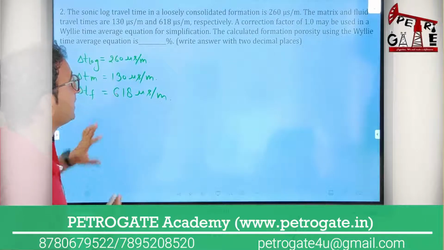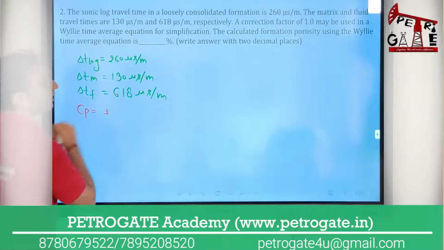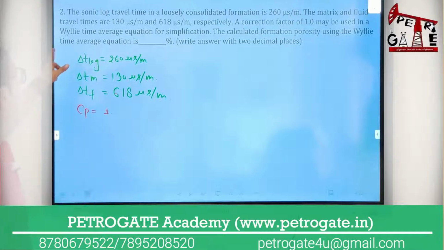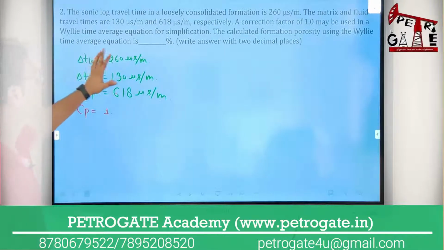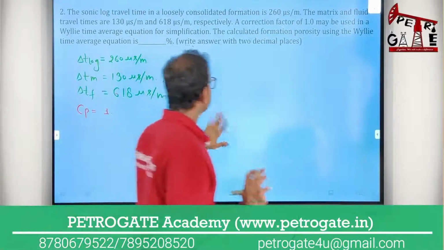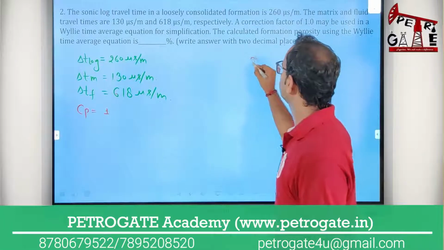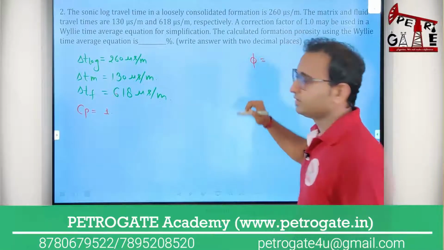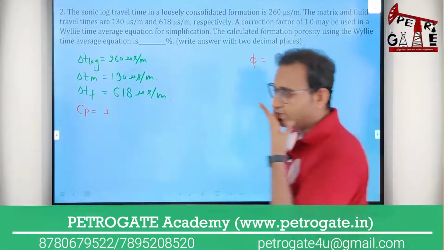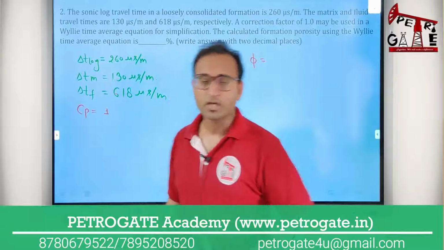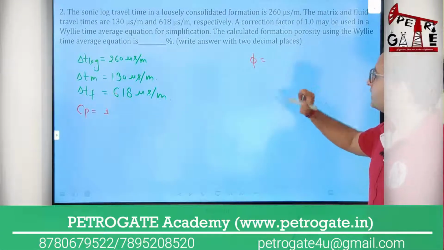Now I also have a compaction or correction factor given, that is 1. So use the Wyllie time average equation and calculate the formation porosity. I know what the Wyllie equation is. In fact, a lot of students know the Wyllie equation: it is used to calculate the porosity, based on the transit time. So I will calculate the porosity based on the transit time.